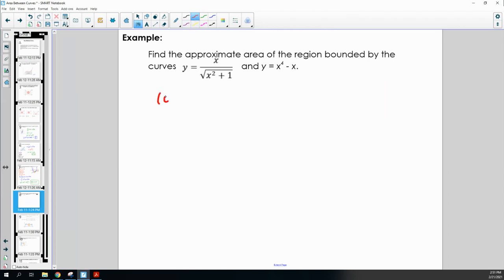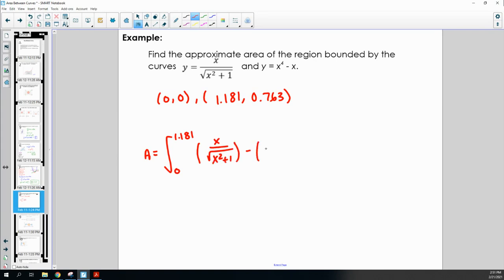So since I know that intersection, let me go back to over here. So I have two intersections: 0, 0, and 1.181, comma 0.763. Those are my two points of intersection. Since I'm dealing with the x's, I'm going to say that my area is equal to the integral from 0 to 1.181. And then I knew that the top function is x over the square root of x squared plus 1, minus x to the fourth minus x. Put in my dx over here.